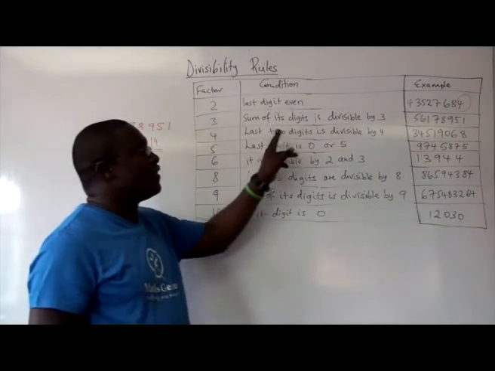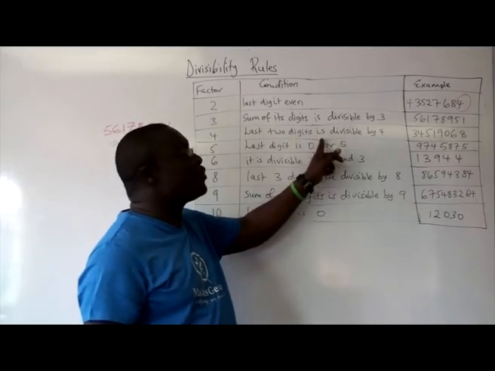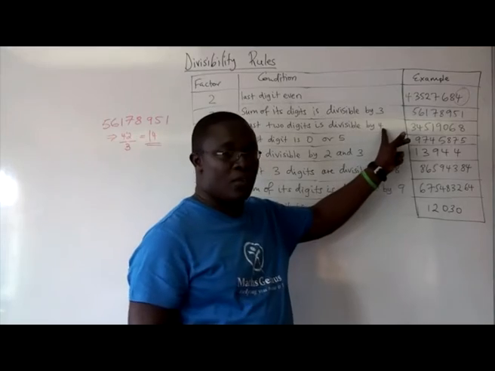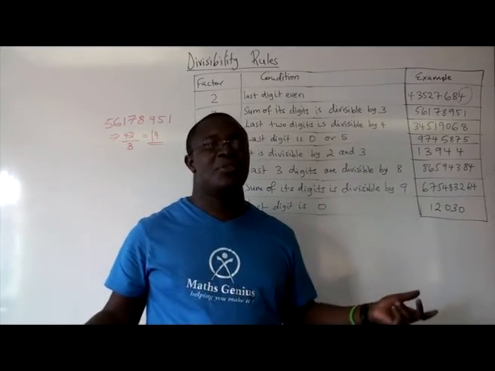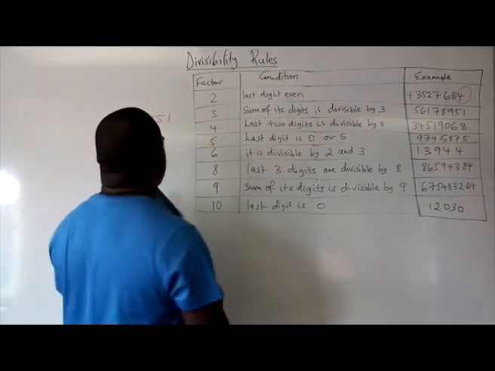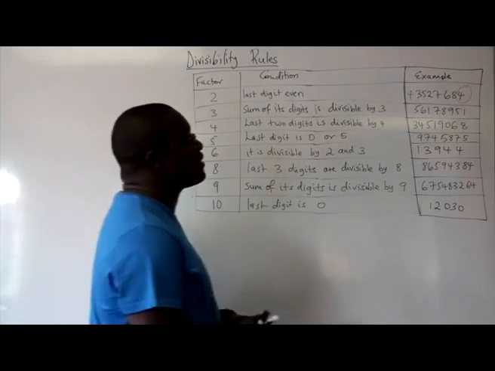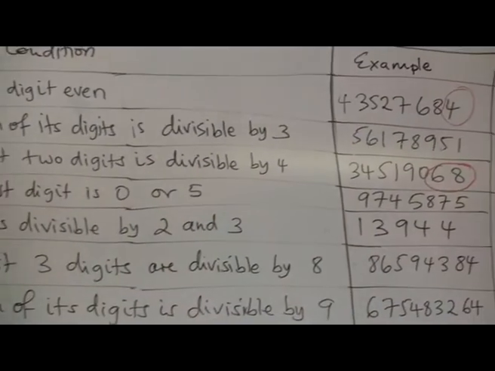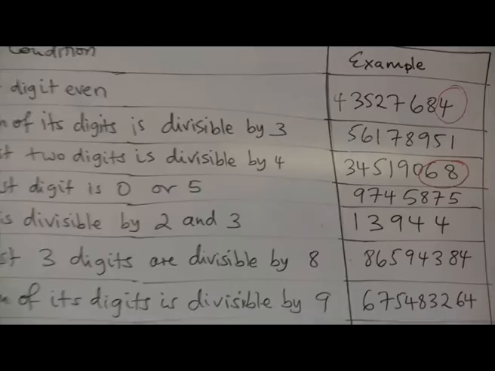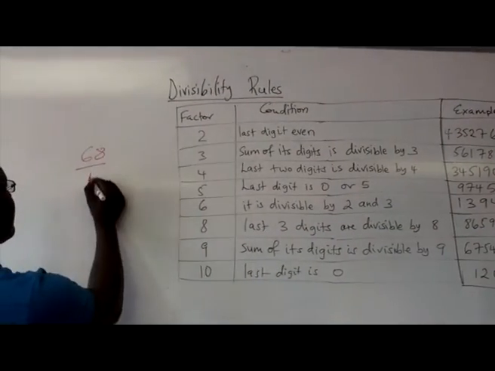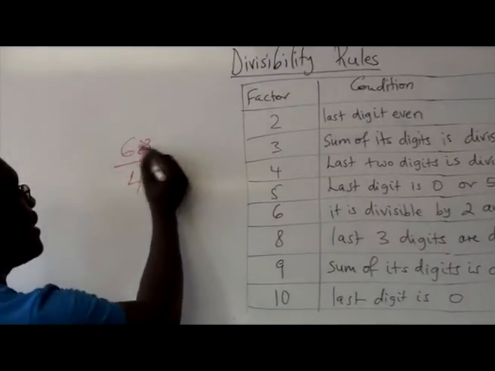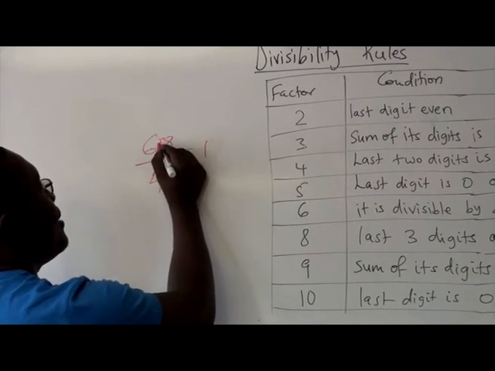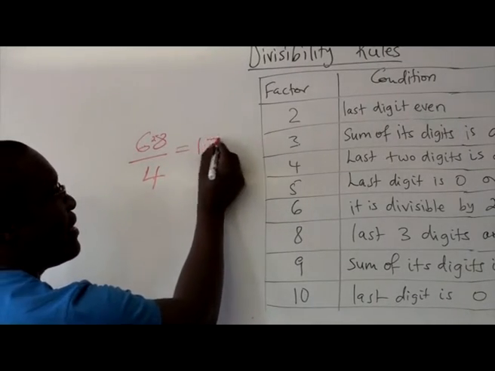Now going on to the divisibility rule for 4. With 4, you just have to look at the last 2 digits. If the last 2 digits are divisible by 4, then you look like a genius. Let's look at this example. The last 2 digits are 6, 8. So 68, is it divisible by 4? Let's check. 68 divided by 4. 4 into 6 is 1, remainder 2. 4 into 28 is 7.